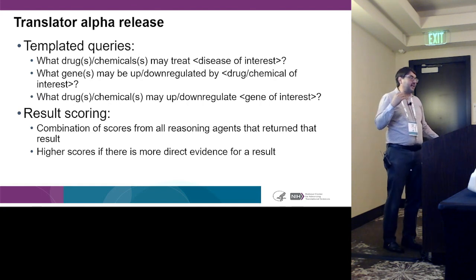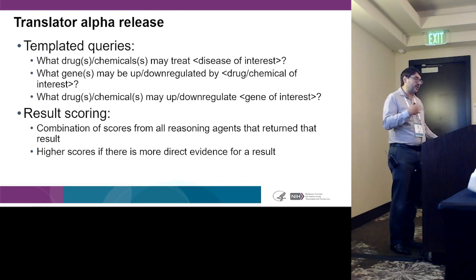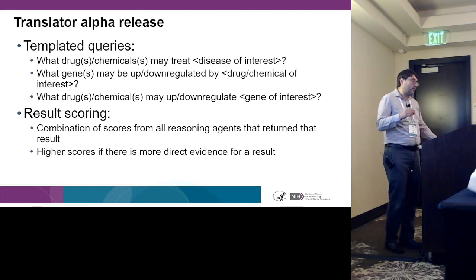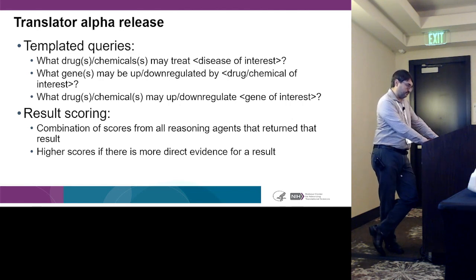So even though our system can, in theory, support almost any query through our Translator Reasoner API, we made the decision at the start of this phase to begin with a set of templated queries in order to make sure that the results are tailored to represent the information that users want to see in their answers. At this time, a user can ask 3 queries. What drugs may treat their disease of interest? What genes may be up or down regulated by a drug of interest? Or what drugs may up or down regulate a gene of interest? Note that the term drug is used pretty loosely here because chemicals that don't have any FDA approval status can be returned in all the results for these queries.